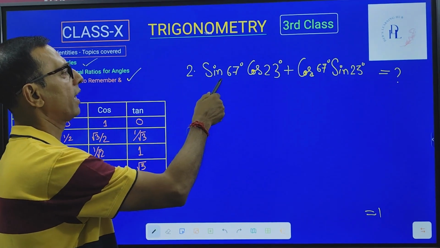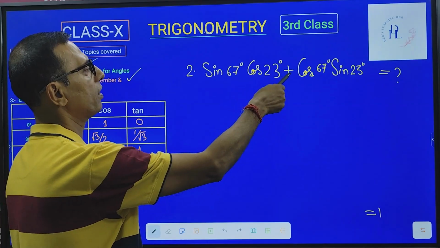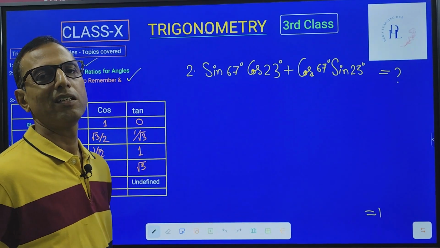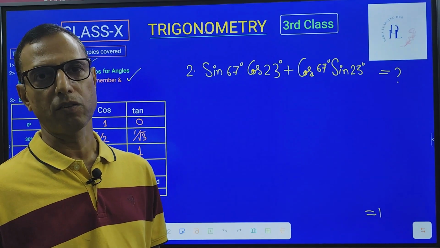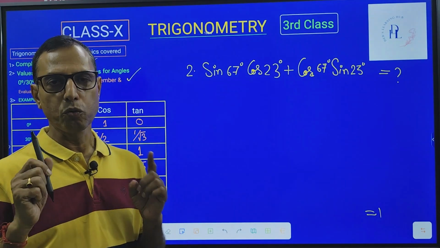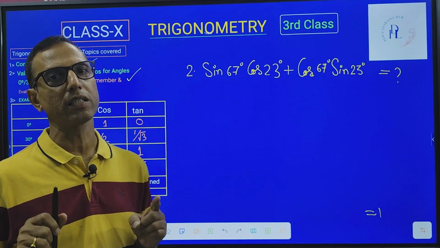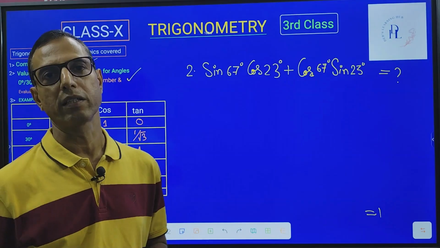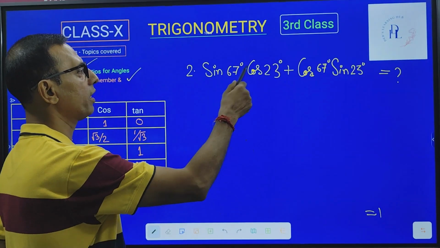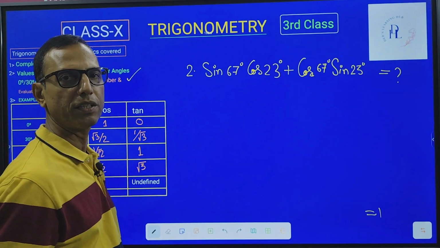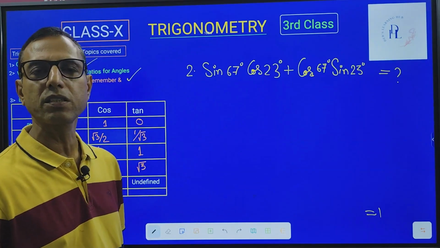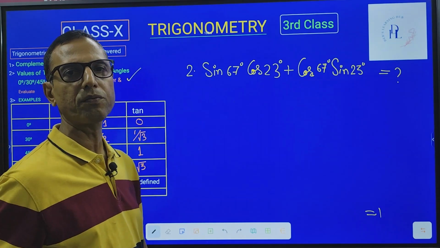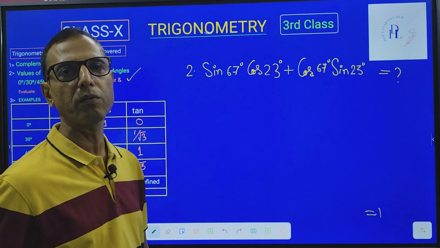Another problem. Sine 67 degree cos 23 degree plus cos 67 degree sine 23 degree. What is the value? Simple. What is the definition of complementary angle? If the summation of two angles is equal to 90 degree, then we can say one angle is complement to another one. So here there are two angles, 67 degree and 23 degree. What is the summation of 67 plus 23? That is 90 degree. That means 67 is complementary of 23, and 23 is complementary of 67.